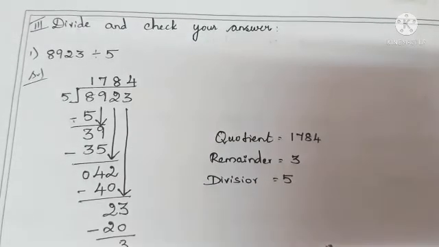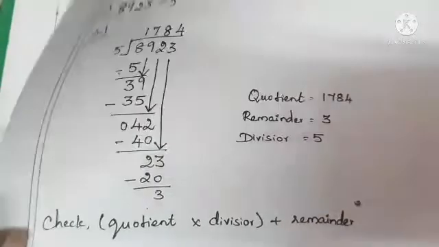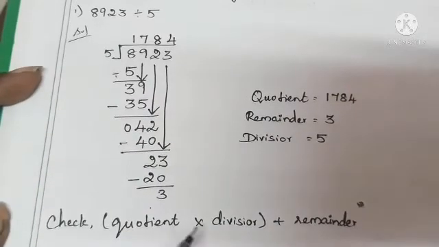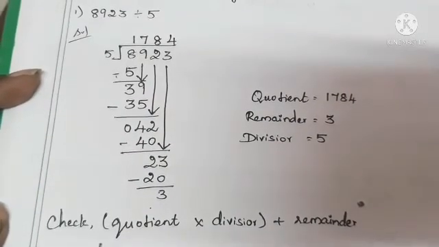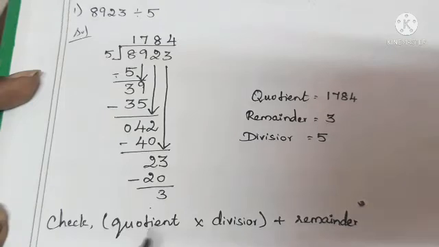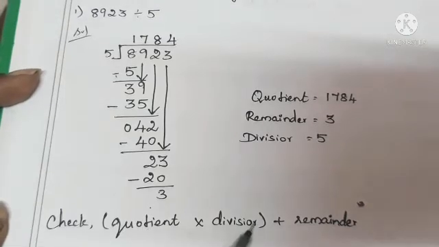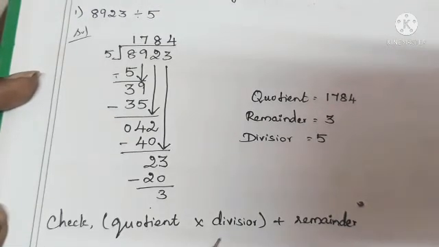So if you want to check your answer, we have a formula. What formula? Yes, we have the formula: quotient into divisor plus remainder. This is the formula we use to check the division problem. So we can substitute these values in this formula.